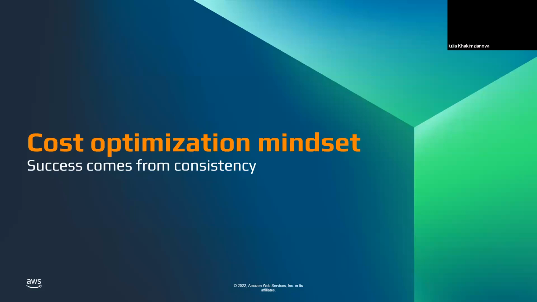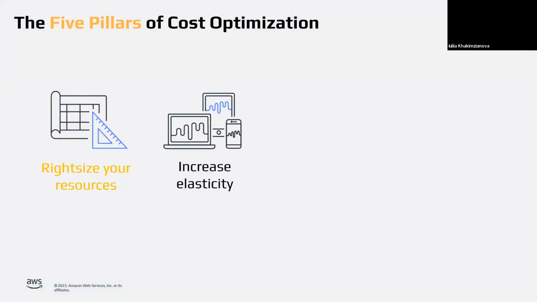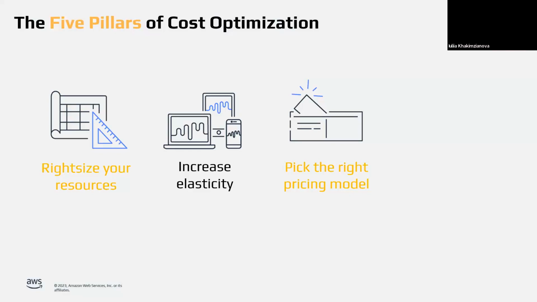The last important topic is the cost optimization mindset, because let's come back first to the pillars that we started with. Right-sizing your resources. This is where cost management can help you. Increasing elasticity. These are changes in your architecture to consider using spot instances, to consider using autoscaling, a big technical topic that we might probably cover in the next webinar.